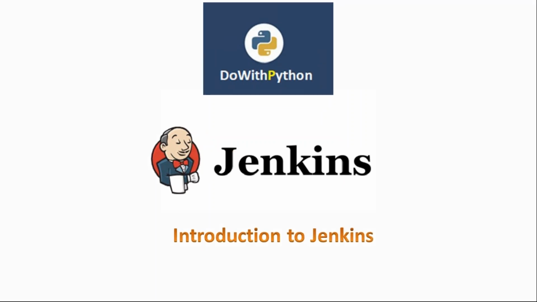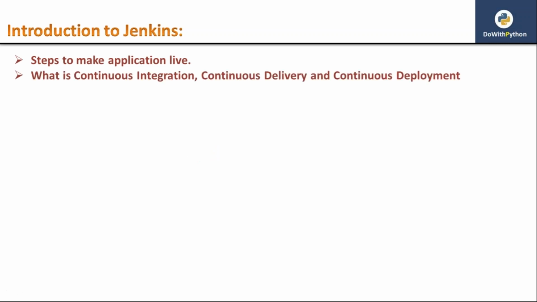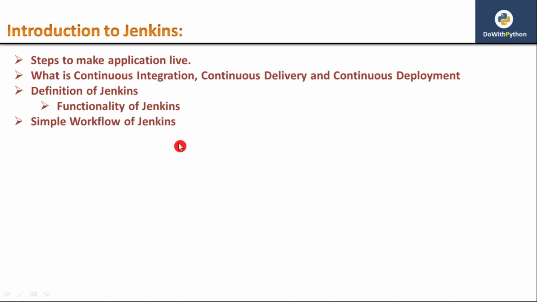Okay, let me start that. Before giving some details about Jenkins, you have to know something: if you have some application, how can you make that application live? Then, what is continuous integration, continuous delivery, and continuous deployment. After that, we will go with the definition of Jenkins, and along with the definition, we will see the functionality and purpose of Jenkins. Then we will see the simple workflow of Jenkins. And finally, we will go with the advantages of Jenkins.